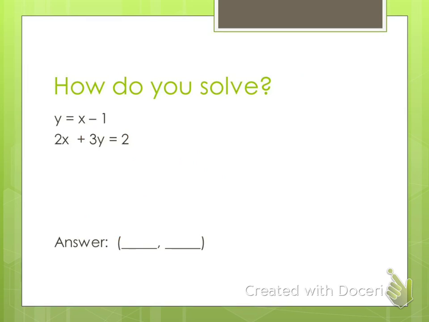All right, this one is a little bit different. You'll notice that y is equal to x minus 1. And we have 2x plus 3y equals 2. So now we are not given a single number to plug in, like we've been given on all the other problems so far today. So we have to figure out a different way to solve.